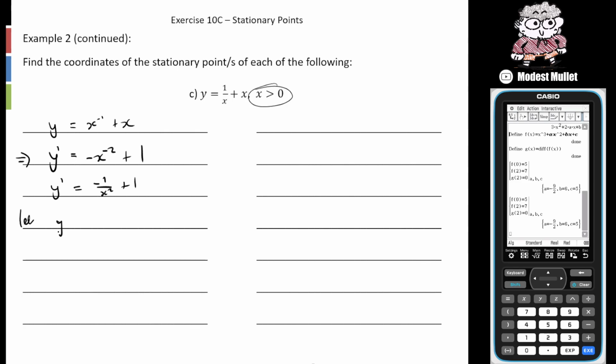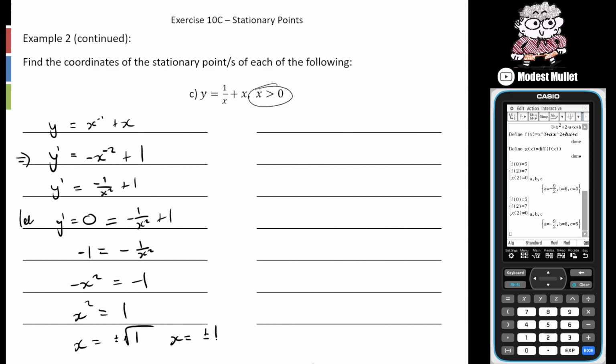We're going to let y dash equal 0, so we get 0 equals negative 1 on x squared plus 1. So we get negative 1 is equal to negative 1 on x squared. Negative x squared is equal to negative 1. I've just multiplied both sides by x squared. I'm going to multiply both sides by negative 1. So x squared is 1, so that I can now take the square root. So x is equal to plus or minus the square root of 1. So x is equal to plus or minus 1.